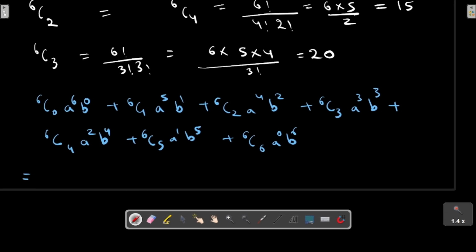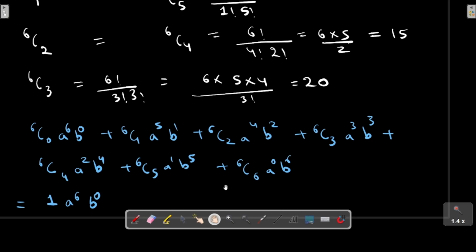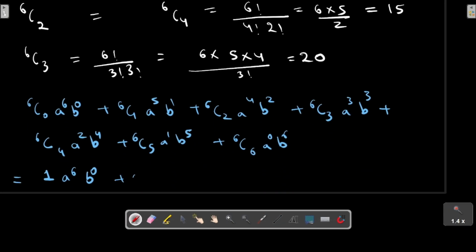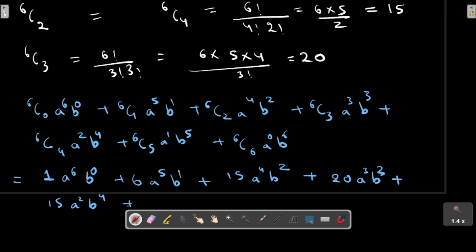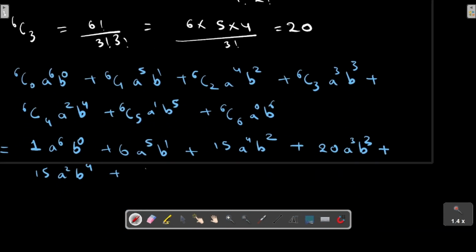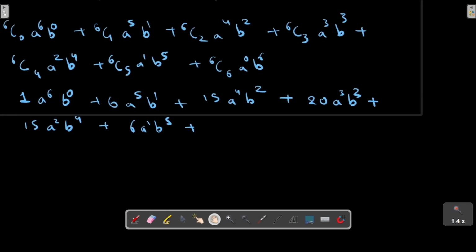Now let's just sub in values. 6C0 is 1. That's a to the power of 6, b to the power of 0. 6C1 is your 6, a to the power of 5, b to the power of 1. 6C2 is 15, a to the power of 4, b to the power of 2. 6C3 is your 20, a cube, b cube. 6C4 is your 15, a square, b to the power of 4. 6C5 is 6, a to the power of 1, b to the power of 5. 6C6 is your 1, a to the power of 0, b to the power of 6.